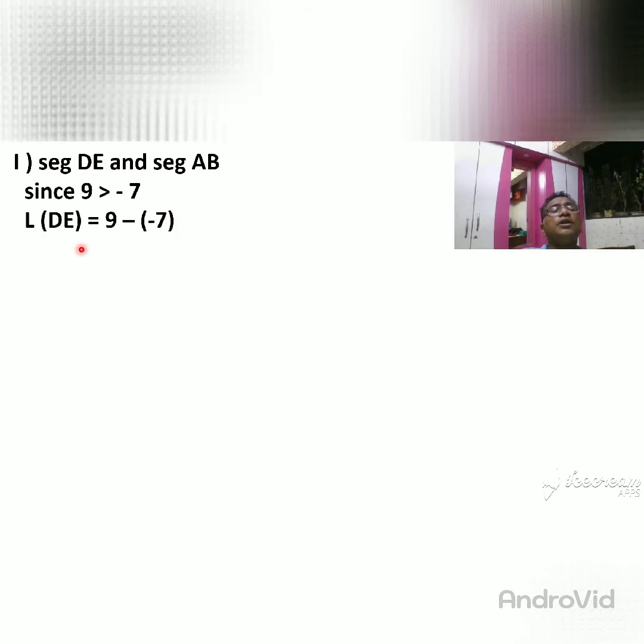So see, the E point's coordinate is 9 and the D point's coordinate is minus 7. So 9 is greater, so 9 minus, because you are subtracting, 9 minus what is here? Minus 7. This is the D point. So here is written minus 7. Out of the bracket the negative sign, so minus 7 becomes plus 7.